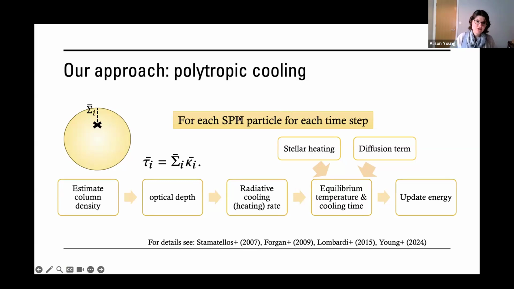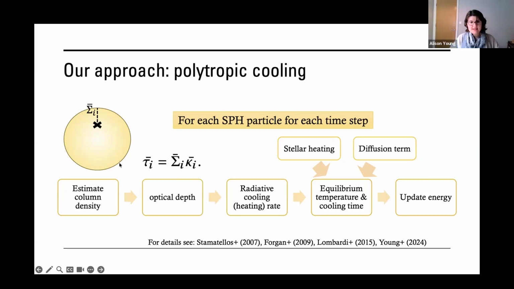So we use a polytropic cooling approach, and it works something like this. If you imagine we have a spherical gas cloud, and we want a particle in that cloud, we want to know how quickly this particle is cooling due to radiating away to the outside world. And we want to know the optical depth here, and to get that, we have the column density of that particle, so how embedded it is in that cloud. And we've got a table of opacities. So once we know the column density, we can then find the optical depth.